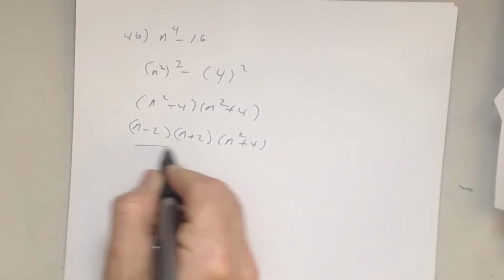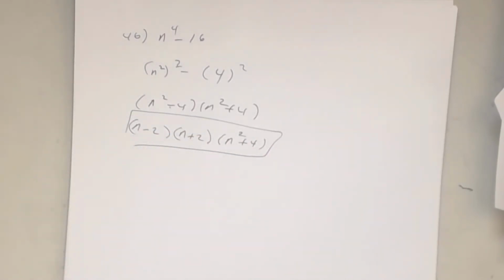N squared plus 4. That will be your answer. Okay? So you got to check and see if what's inside the parentheses can be factored further. So the sum of 2 squares cannot be factored. So you stop there with that part, but the other parentheses was the difference of 2 squares. So we can factor that further.